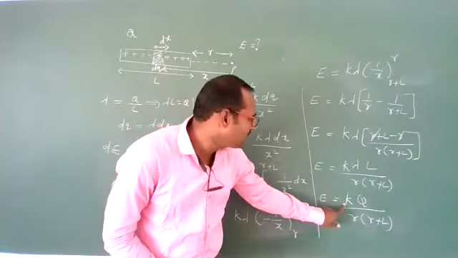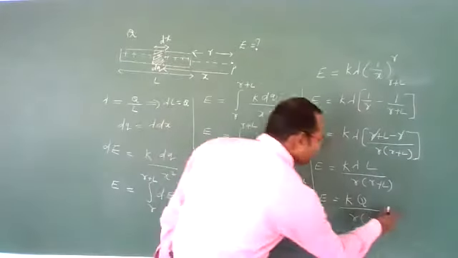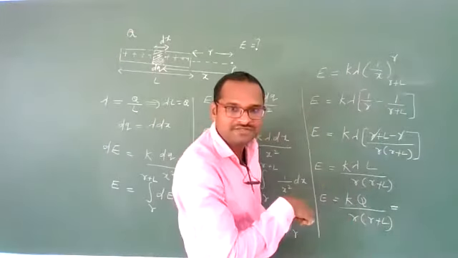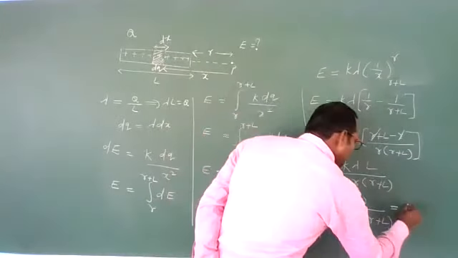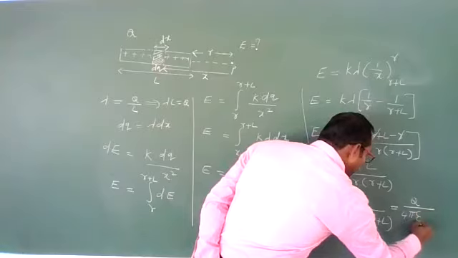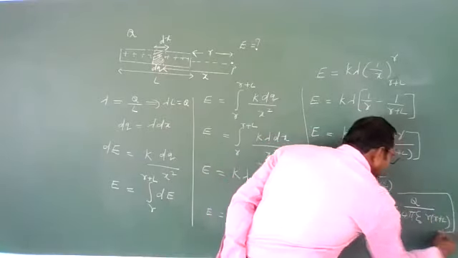Yes, good. So KQ by R into R plus L. Still you can write it. What is the K value? K value is 1 by 4 pi epsilon naught, no? So I am writing Q divided by 4 pi epsilon naught R into R plus L. This will be the net electric field.